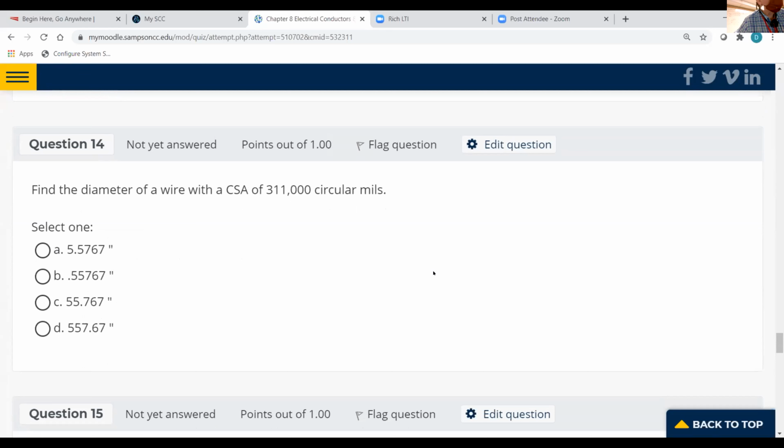Would you just take the square root of 311,000 and then move your decimal point over 2 spaces? Let's do that together. Exactly. When you go in reverse, if you take the diameter and square it, that gives you the circle. You got to go in reverse. You got to do the square root of that, and then you got to move the decimal over. Divide by 1,000, and that takes it back to diameter. It takes it from mils back to diameter.